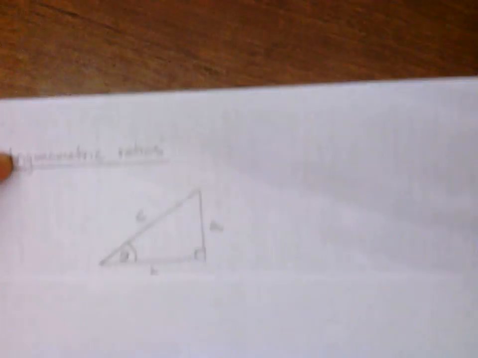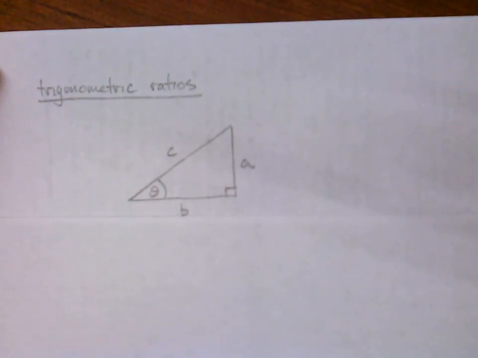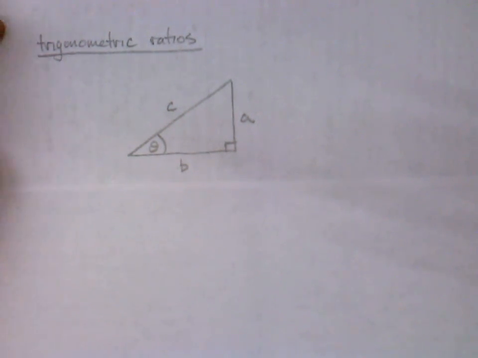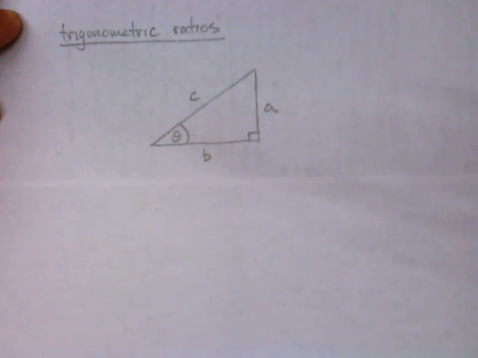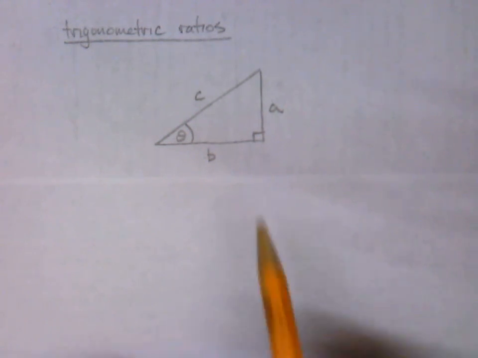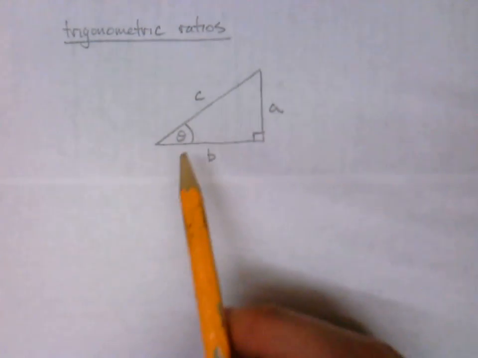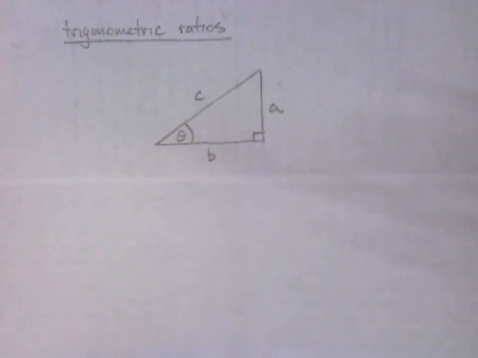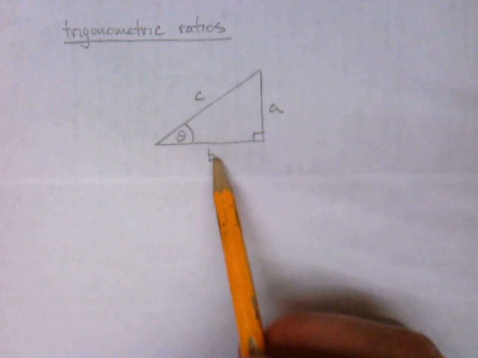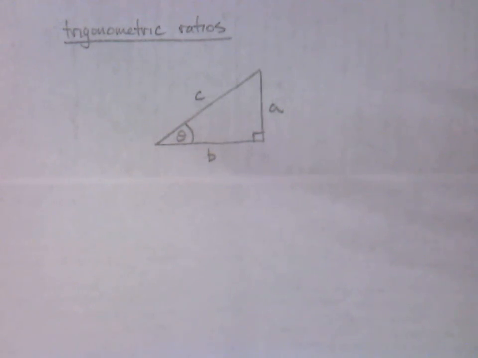We're going to define the trigonometric ratios. Later, we're going to think of these as functions, and we'll be able to do calculus with them. But for now, better to think of them as ratios. So imagine a right triangle. We're going to call that unknown angle theta, and we're going to label the legs as A and B and the hypotenuse as C.